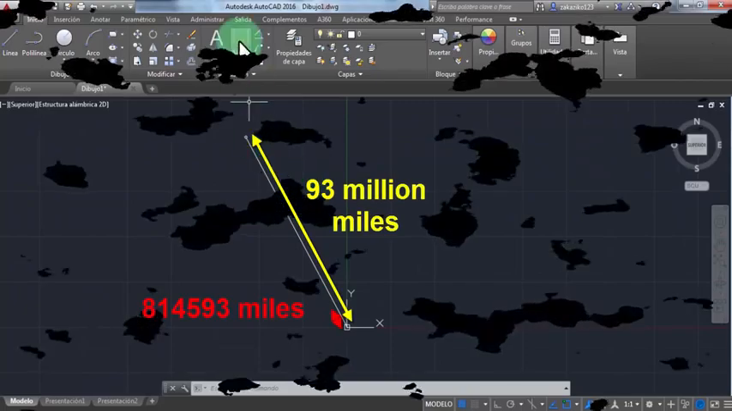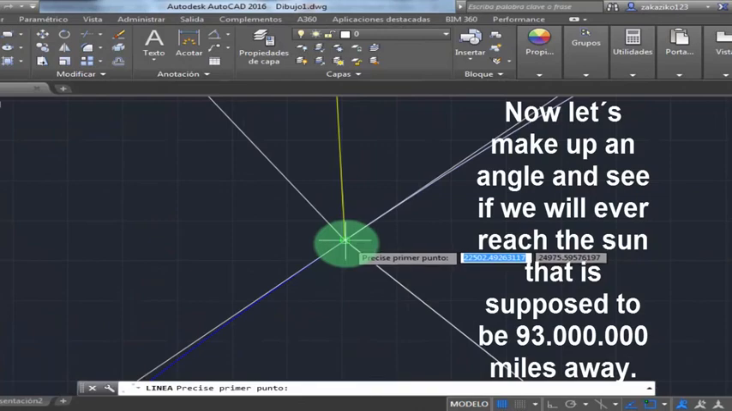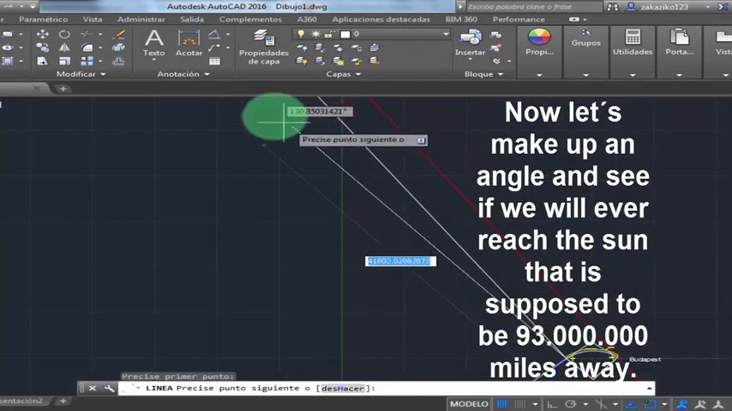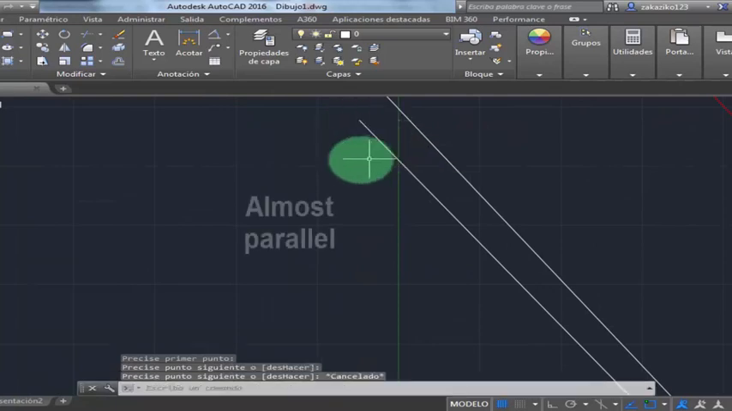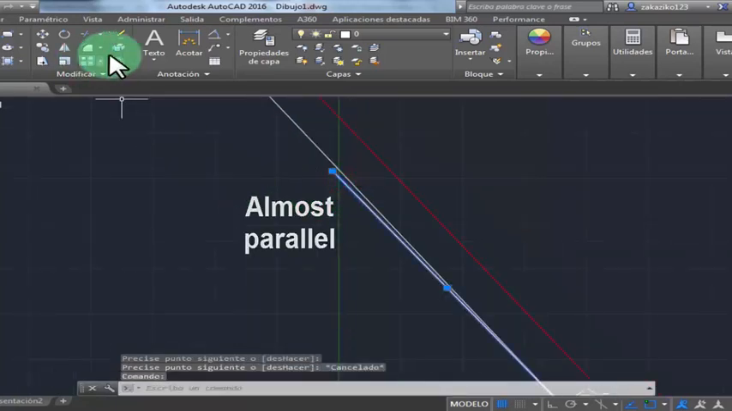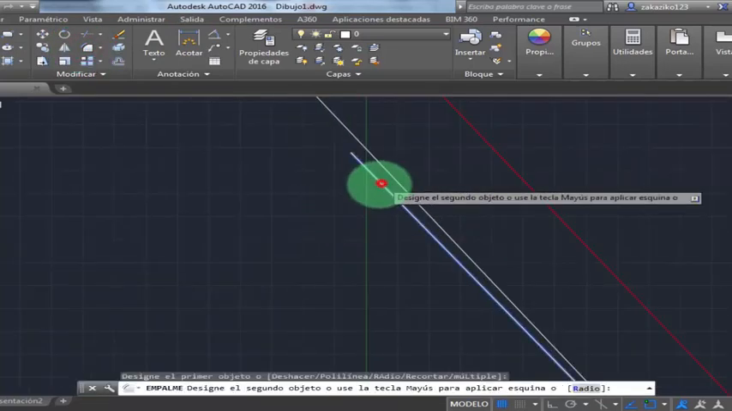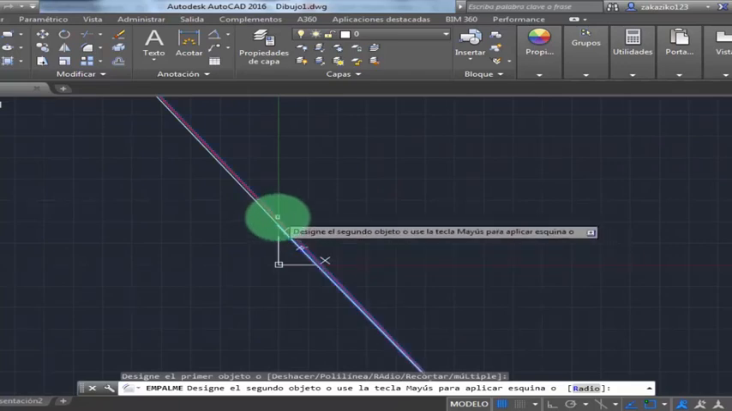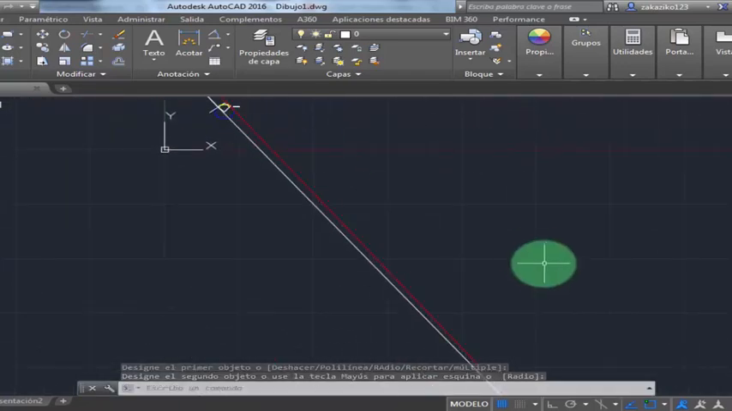See that? Now let's make another angle and see if it will ever reach the sun that is supposed to be 93 million miles away. That is almost parallel to the elevation angle in Budapest, and of course that is impossible in real life, but I will do it just to prove that the elevation angles that we can measure ourselves without the help of any websites or NASA do not work on the globe.